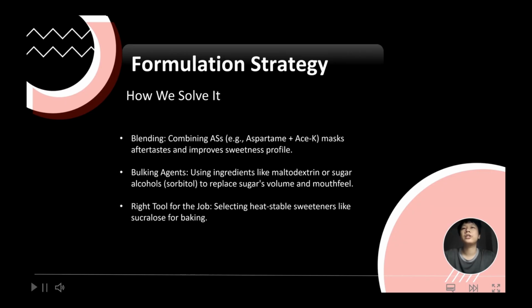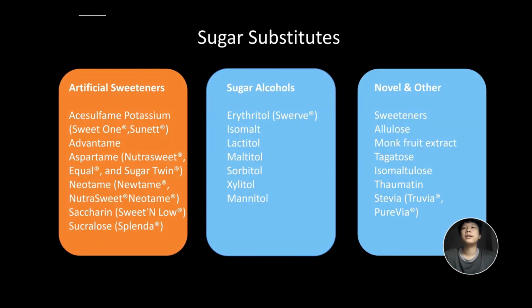One way is through formulation. First, we could blend sweeteners, combining two like aspartame and acesulfame, to mask their individual aftertaste and create a more sugar-like flavor. Second, we could add bulking agents like sugar alcohols. Although we are focusing on artificial sweeteners here, sugar alcohols are not a type of sugar substitute. Sugar alcohols' crystallization behavior and ability to form hydrogen bonds make them valuable for improving bulking and moisture retention. This bulking agent restores the missing volume and the texture.